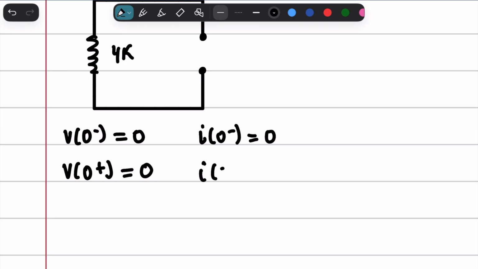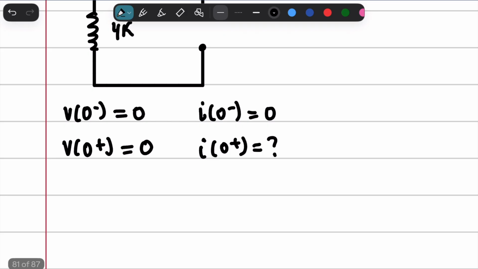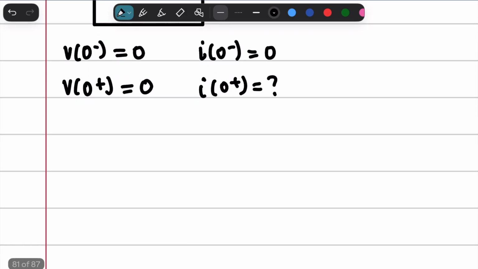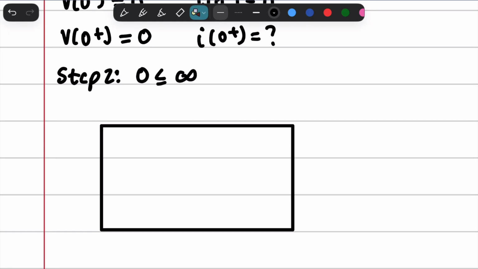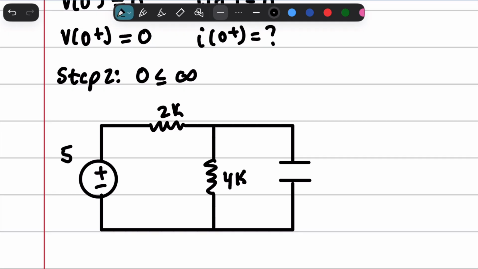We have voltage continuity. We know that there's no current because it's an open circuit, but we do not know the current at 0 plus right after the switch because current continuity is not guaranteed. So we're going to go ahead and move on to step 2 of our transient analysis, 0 to infinity. And this time, the entirety of the circuit is alive.